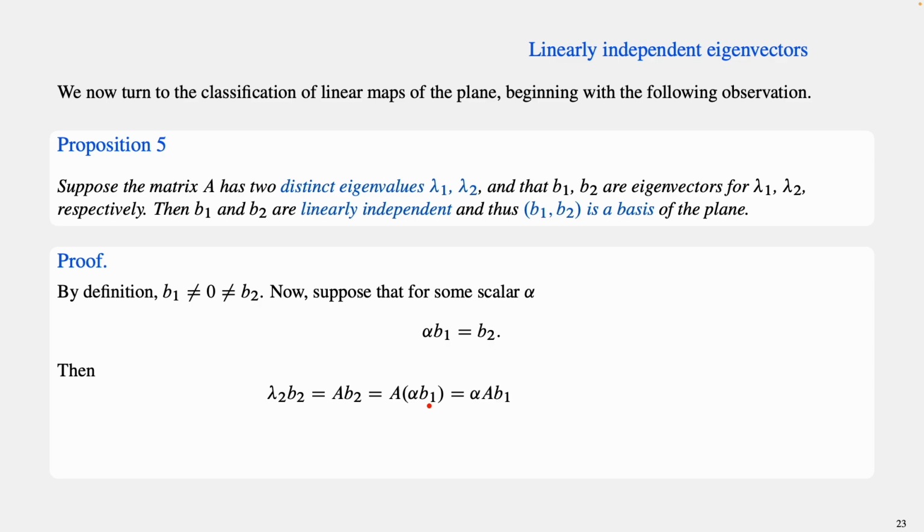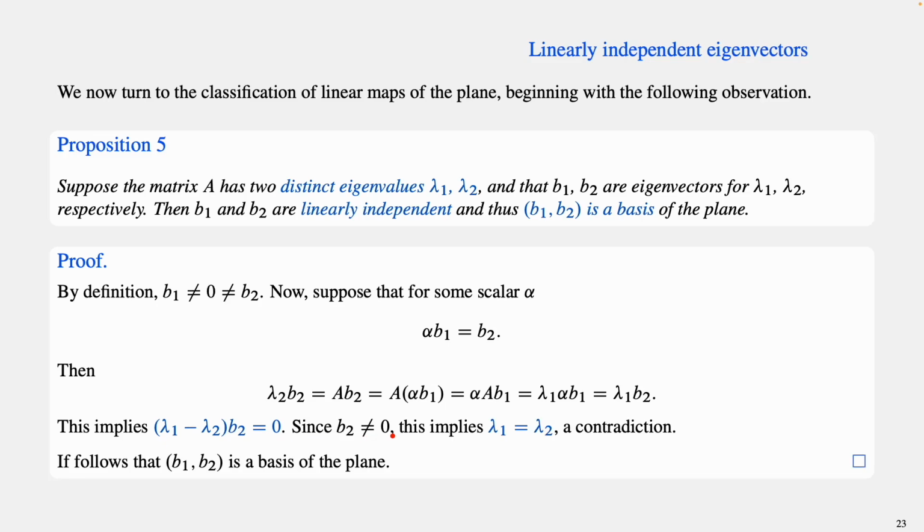And now we use that we can commute alpha and A. And we use the fact that b1 is an eigenvector for the eigenvalue lambda 1. So this becomes lambda 1 times alpha b1. But now we can use this substitution here again, so we can replace alpha b1 by b2. So this is lambda 1 b2. So in total we have lambda 2 b2 equal to lambda 1 b2. But this implies, if we subtract lambda 2 b2 on both sides, that lambda 1 minus lambda 2 times b2 is equal to 0.